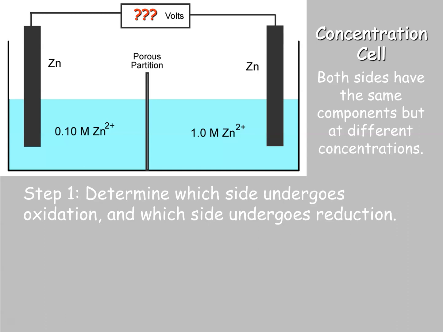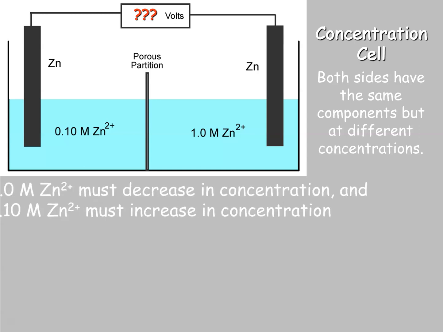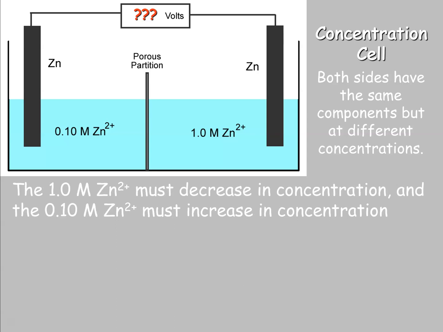So, pretty sure most of us can kind of figure out they have to meet somewhere in the middle. I can't make the 0.1 molar zinc go less, and I can't make the 1 molar zinc increase. They have to meet somewhere in the middle or go in that direction. So the 1 molar zinc must decrease and the 0.1 molar zinc must increase. Hopefully that's pretty straightforward. Any questions on that idea?